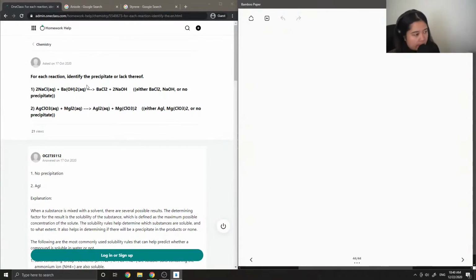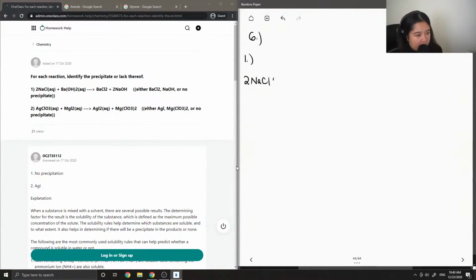In this case, they want us to identify the precipitate or lack thereof. Precipitate means a solid is formed in the solution, which means, in other words, it is not soluble. So let's start off by writing out the first reaction.